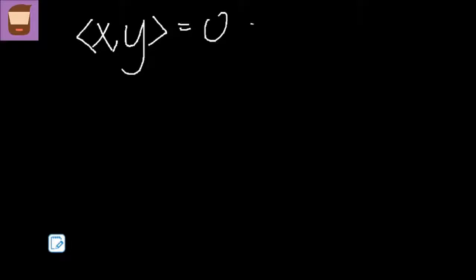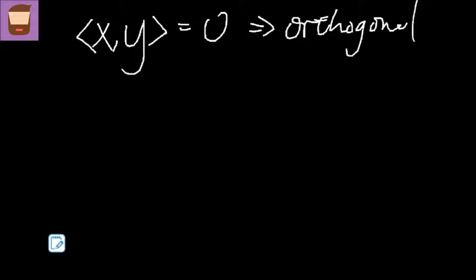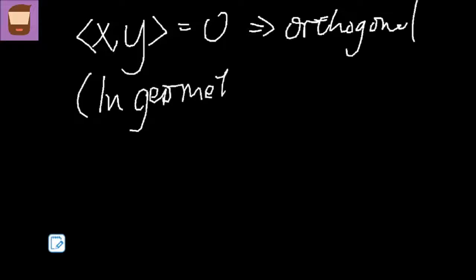And sometimes we will have some pairs of vectors where the inner product of x and y becomes 0. Here we call them orthogonal. What does it mean? Basically, in geometry we call it perpendicular.